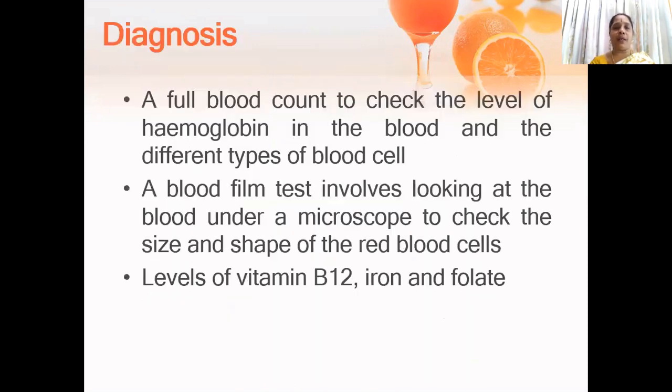How can this be diagnosed? A full blood count to check the level of hemoglobin in the blood and the different types of blood cells is very essential. A blood film test involves looking at the blood under a microscope to check the size and shape of the red blood cells. Levels of vitamin B12, iron, and folate can also be tested.